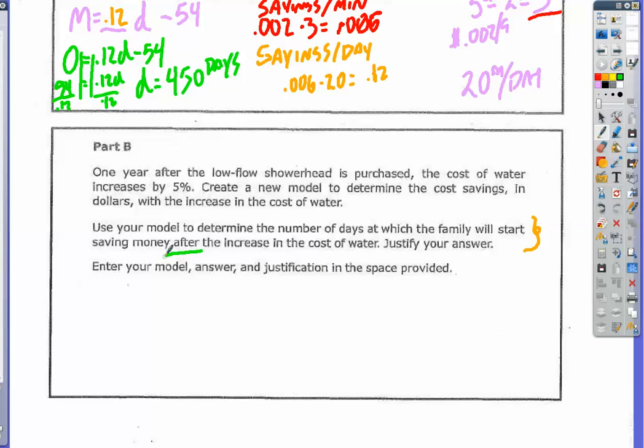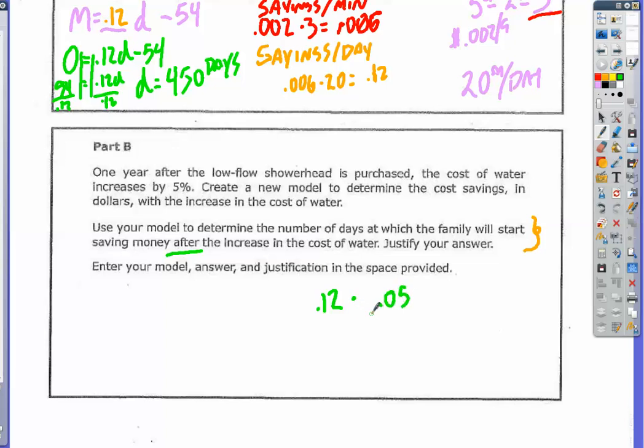So we know that our model is going to be in y equals mx plus b form. If I'm saving 12 cents per day and I'm now paying 5% more, what will I do with that 12 cents so that I figure out how much more I'm going to save because the price of water has increased? Trevor? You would multiply the original cost by 0.05. Okay, so I'm going to multiply it by 0.05.